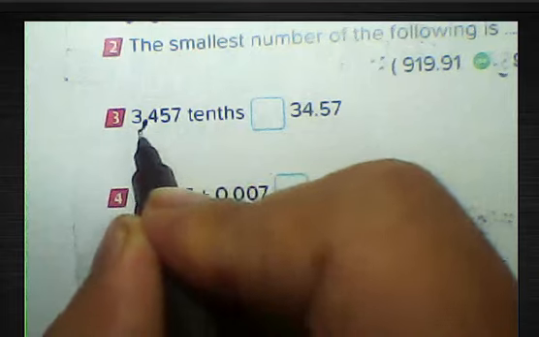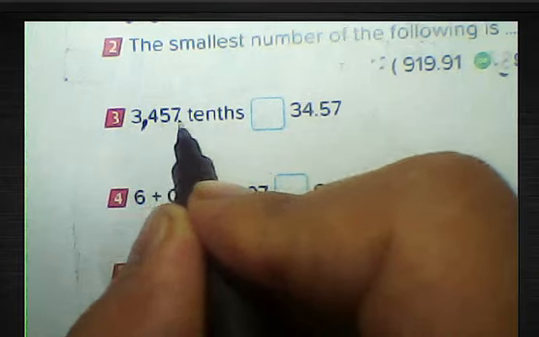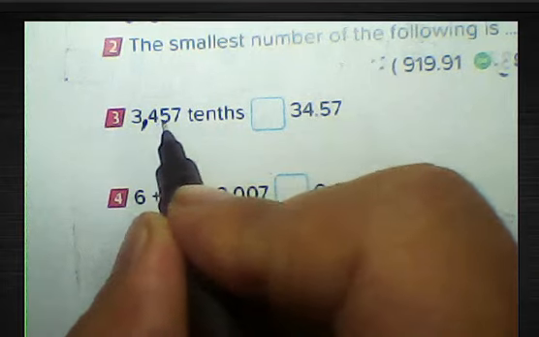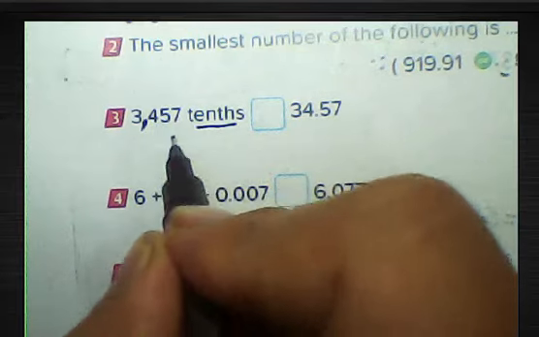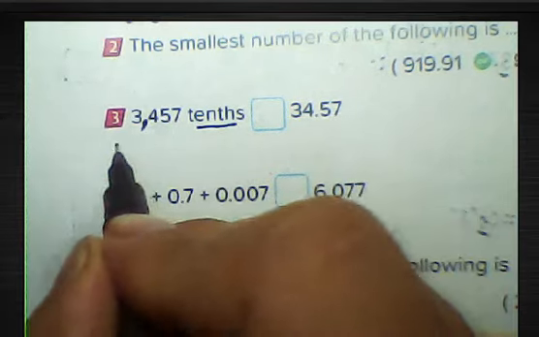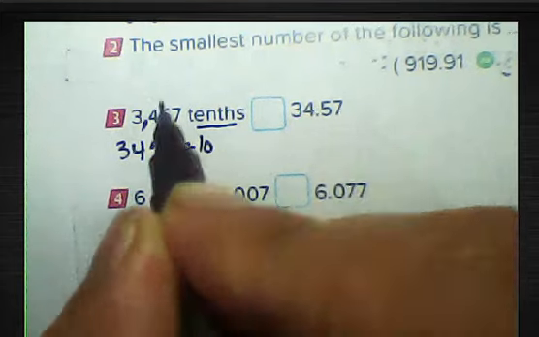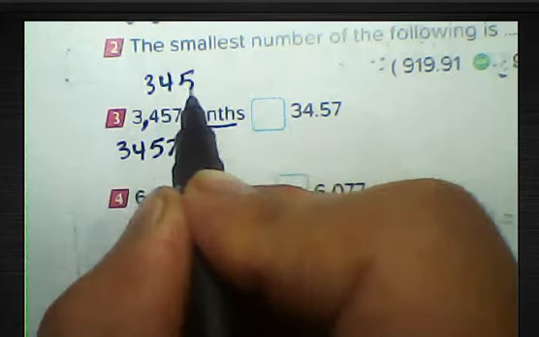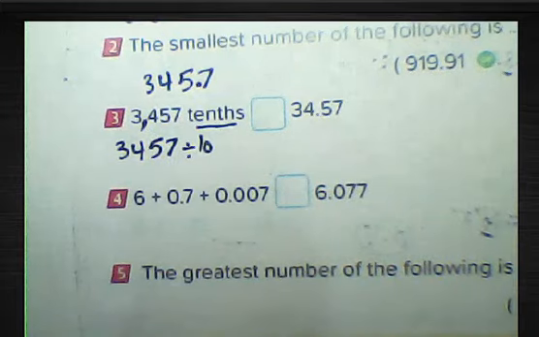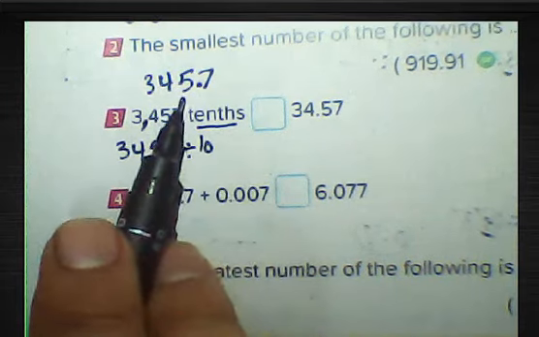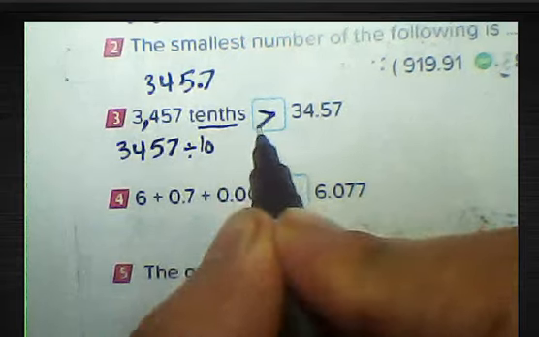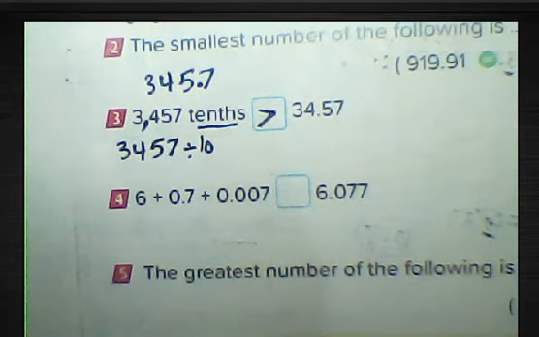3457 tenths. It means this number divided by 10. It will be 3457 divided by 10, right, 3457 and the point after 1 digit. 345 greater than 34. Then this number is greater than.